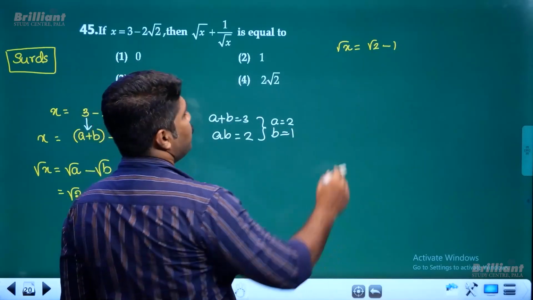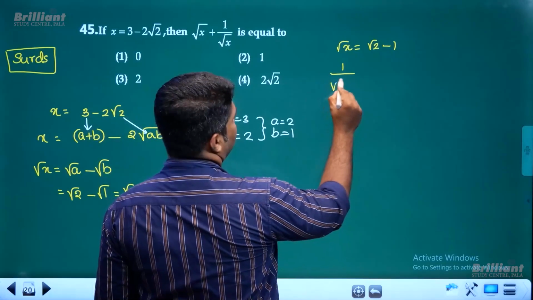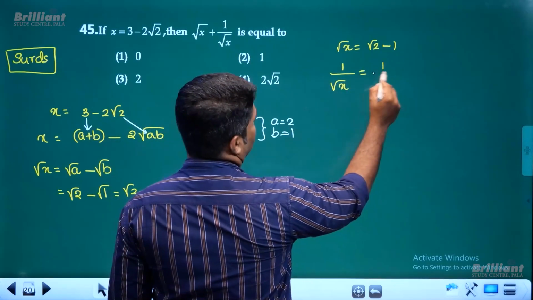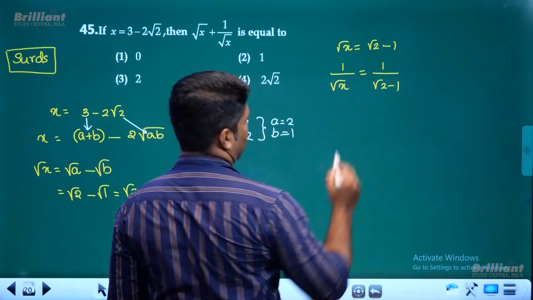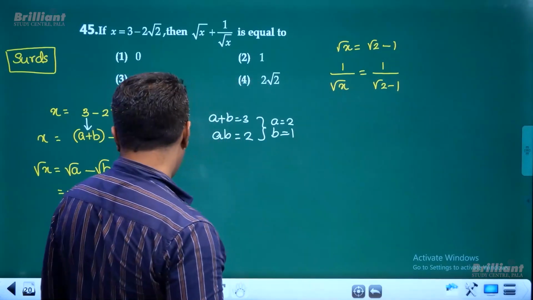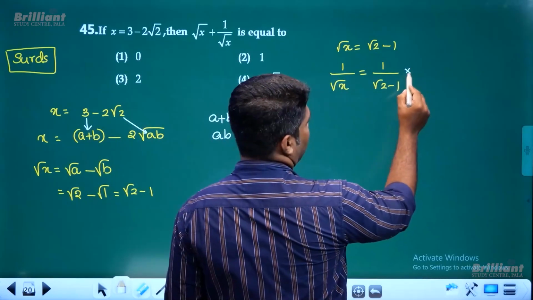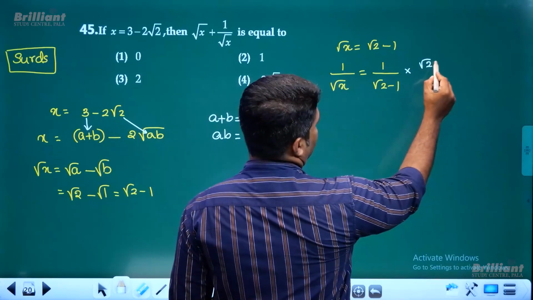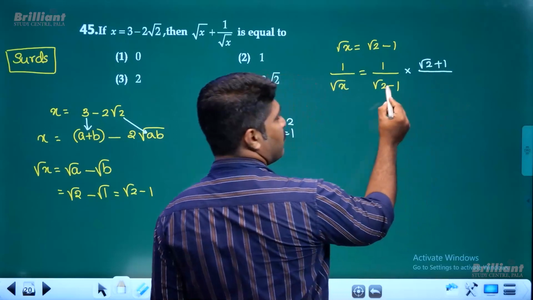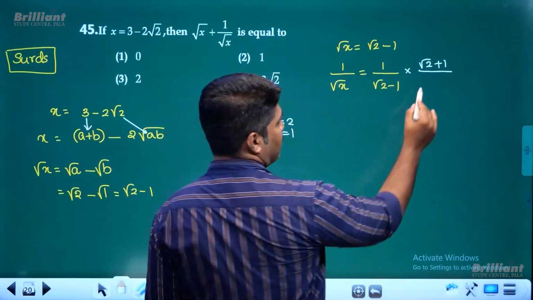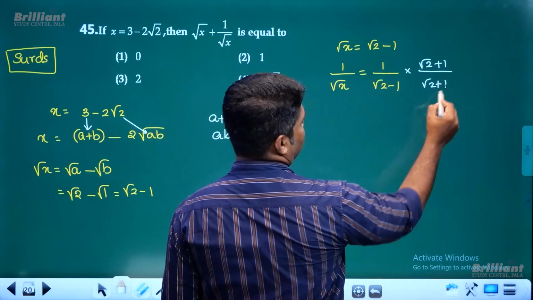Then we are moving to the next step, that is what is 1 by root x. So that is 1 by root 2 minus 1. For finding this value, we just multiply both the numerator and denominator with the conjugate of the denominator. So conjugate means we just put a plus sign here instead of minus. So this is root 2 plus 1.